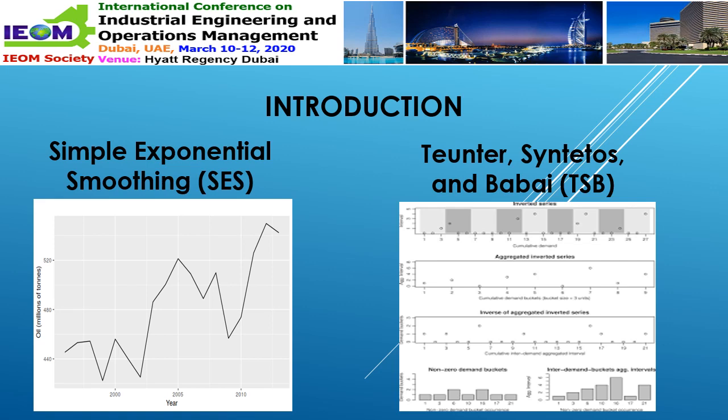In this study, the researchers considered two types of forecasting tools, such as the simple exponential smoothing and the TSB, or the Teunter, Syntetos, and Babai, that is a modified version specifically designed to handle appearance of intermittent and random demand with some periods wherein absolutely no demand occurs.